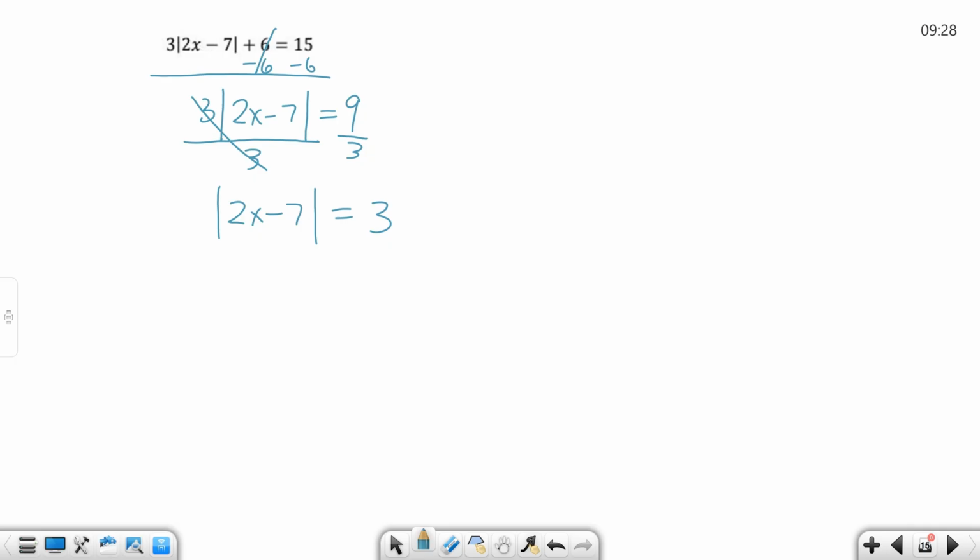What have I done so far? What do I still have to deal with? I dealt with the 6, I dealt with the 3, but I still have to deal with the absolute value. It's equal to a positive number, so guess what? I have 2 equations. What are they?